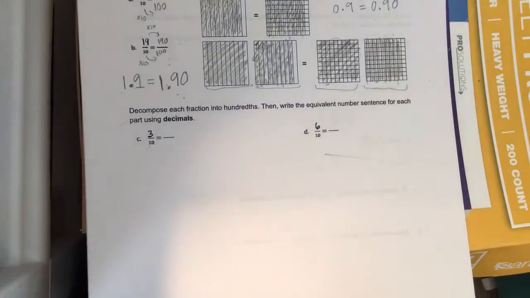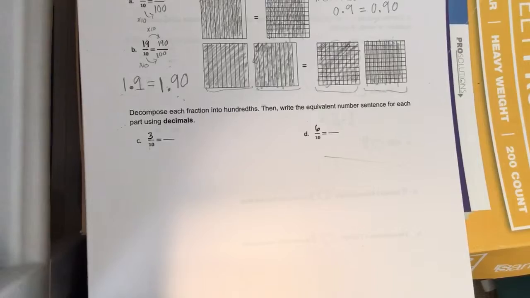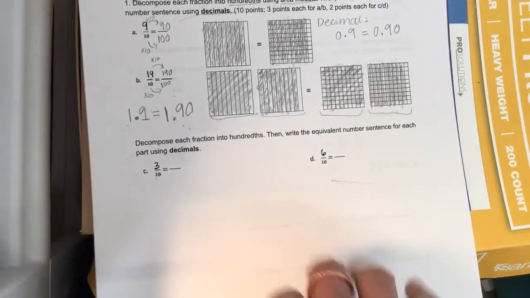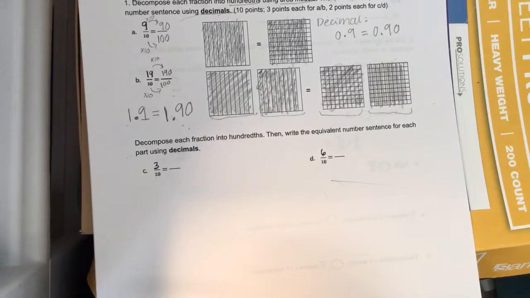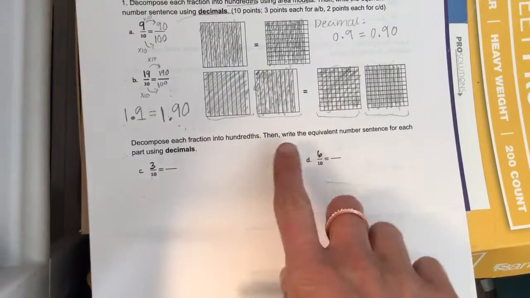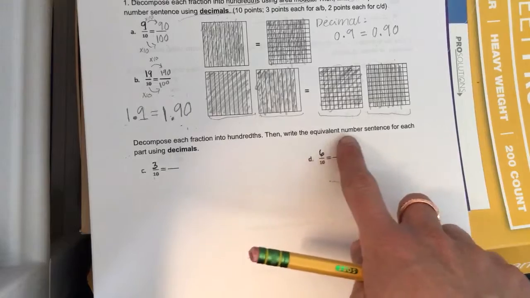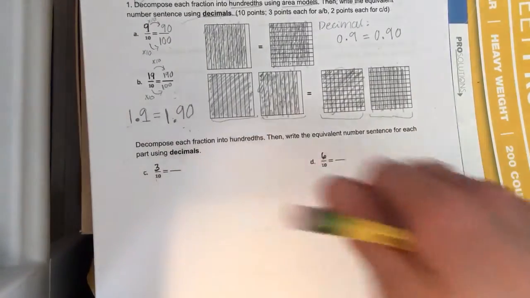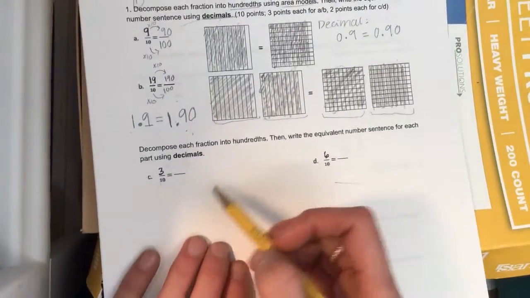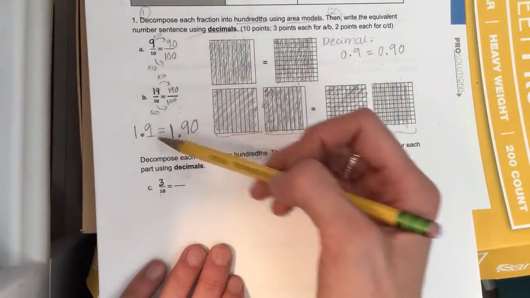It says to decompose each fraction into hundredths. So same thing we did up here, but it doesn't say to make an area model. I could make an area model if that helps me, or I could also think about the other tools that we've used in class. So then it says to write the equivalent number sentence using decimals, okay? So this part, I can kind of just do what I did up here, right?